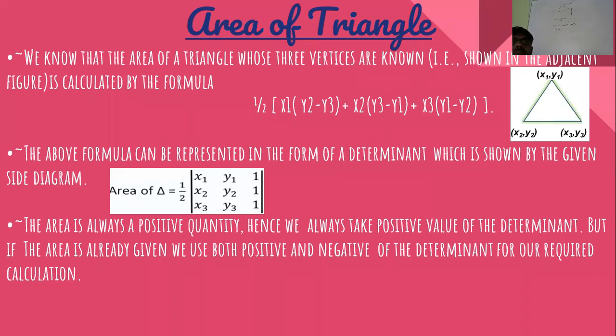The above formula can be represented in the form of a determinant, shown in the side diagram. Area of a triangle is equal to half times the determinant of rows x1 y1 1, x2 y2 1, x3 y3 1. Since area is always a positive quantity, we always take the positive value of the determinant. But if the area is already given, we use both the positive and negative values of the determinant for the required calculation. Next page, please.